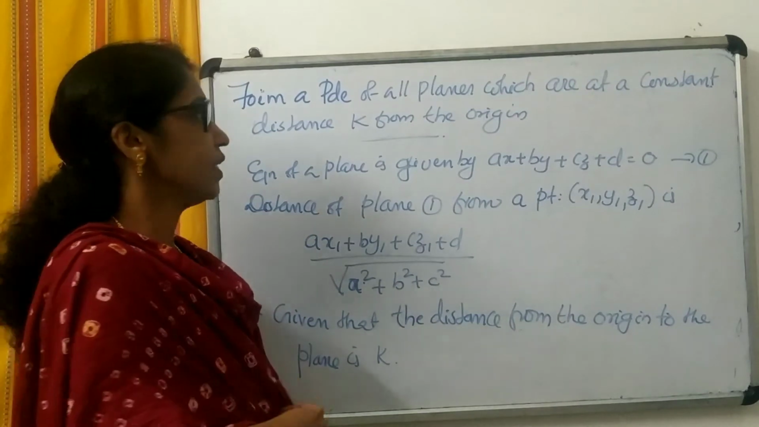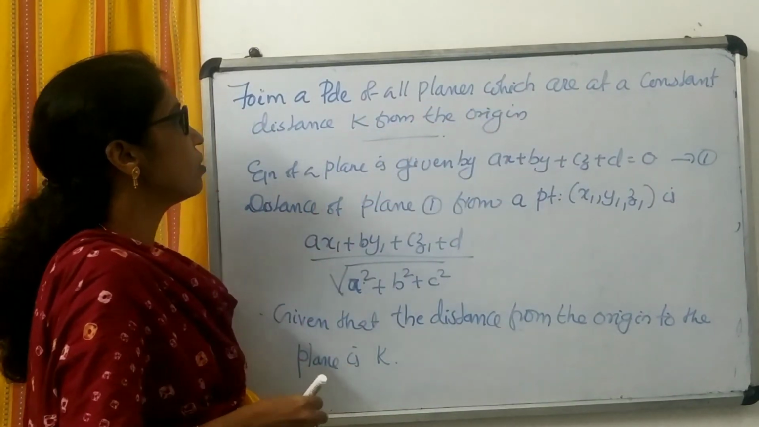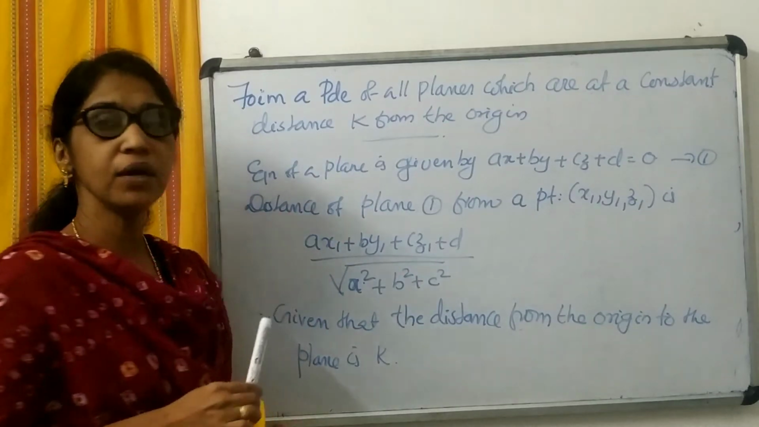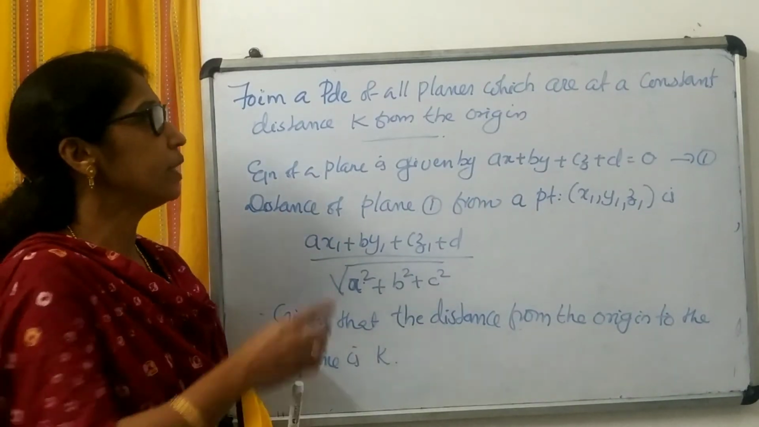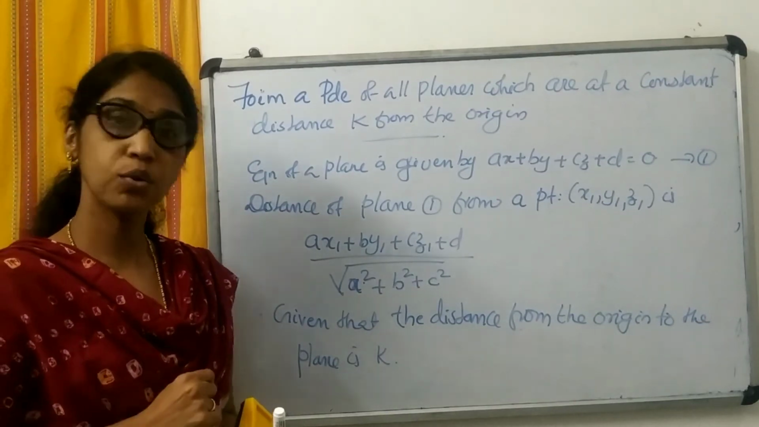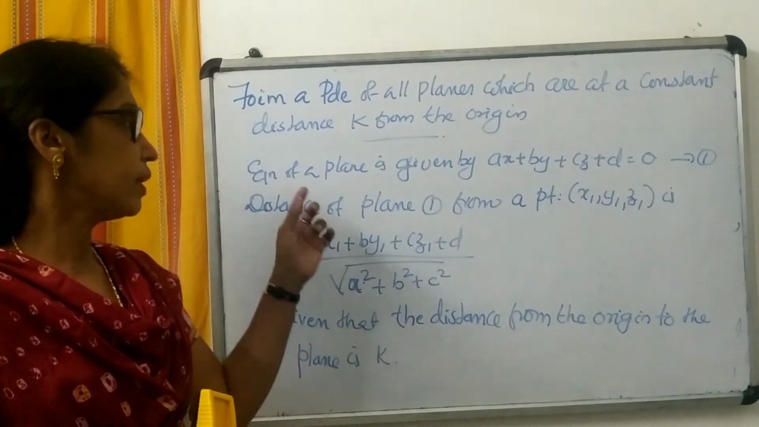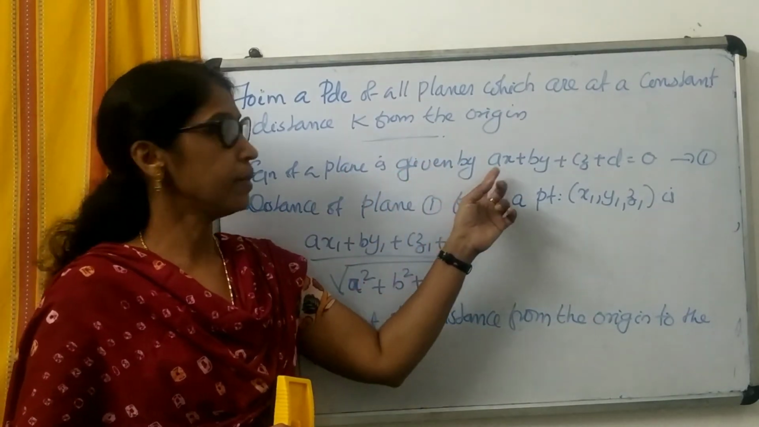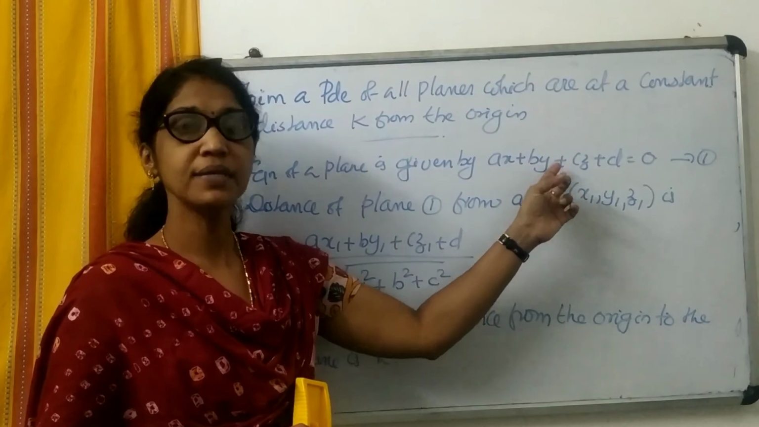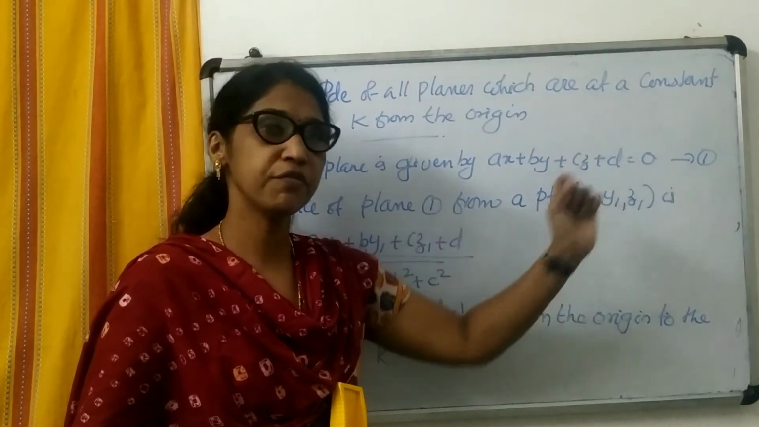Now the next question. Form a PDE of all planes which are at a constant distance k from the origin. You have to form the PDE of all planes which are at a constant distance k from the origin. So first of all, we have to write the equation of a plane. The equation of a plane is given by ax plus by plus cz plus d is equal to 0. Let it be equation number 1.